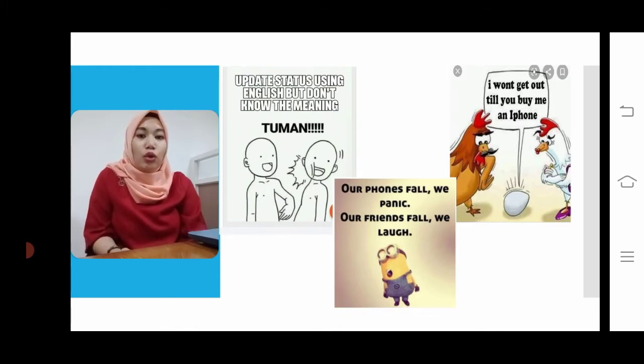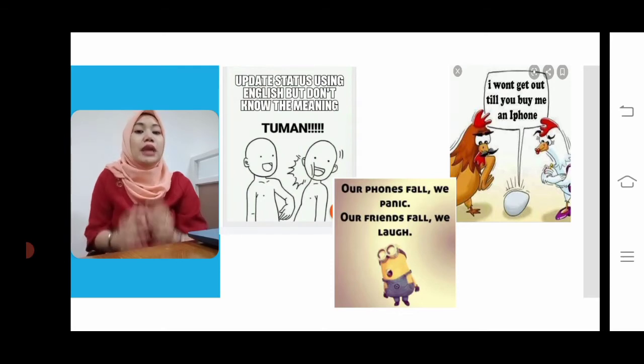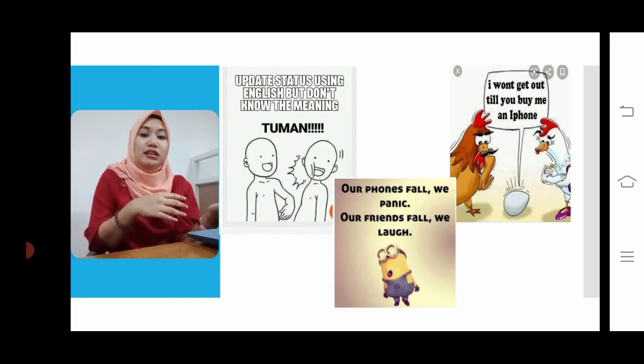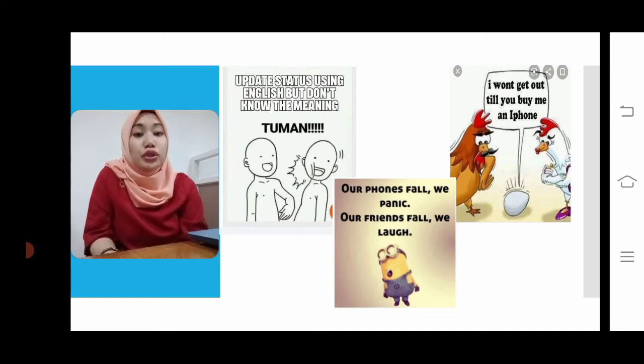Alright, so when you are the reader and you see these pictures, you will give your own comment. Sometimes when we read the utterance here, we understand, or sometimes we don't. Why? Because when the situation is familiar to us, we will understand, but when it is not familiar, we don't. For example, when you don't know the definition of tuman, maybe you will ask, what is tuman? Or maybe when someone doesn't know about the iPhone, he or she cannot give a reaction at all. So that's only brainstorming before we talk about speech act.